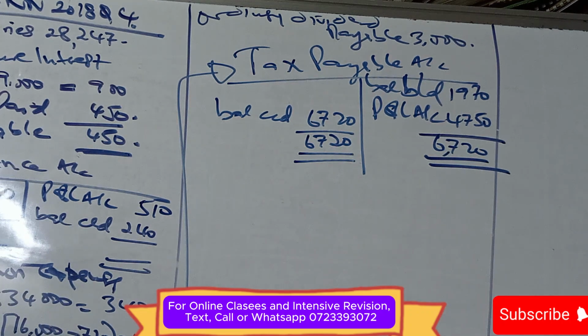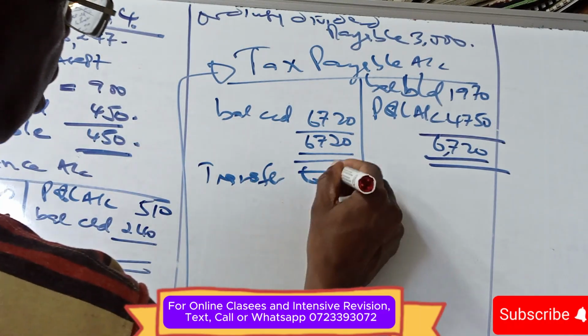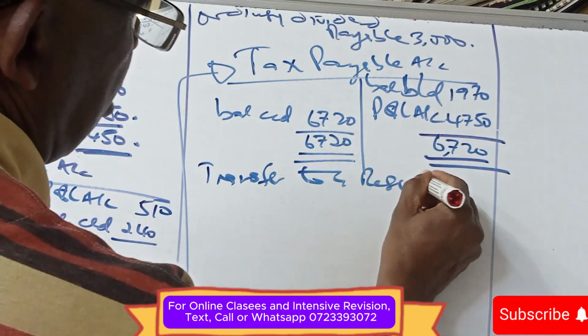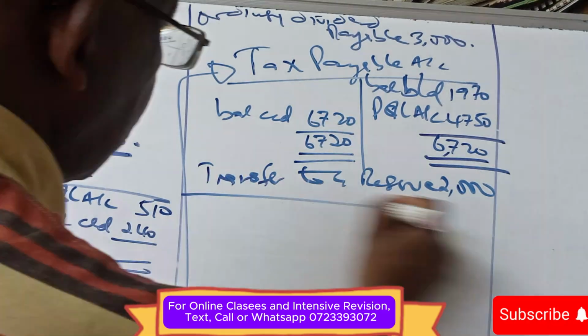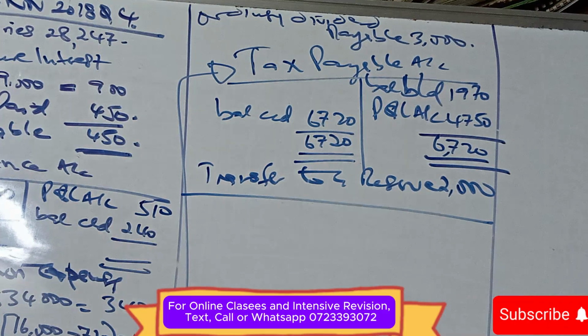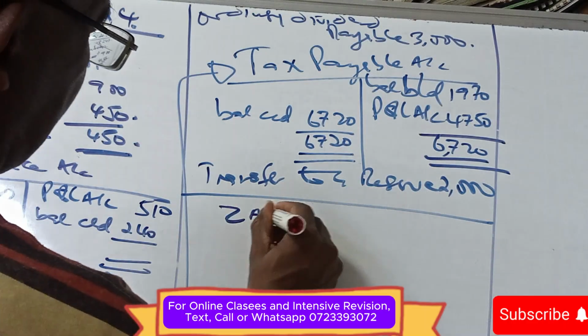67.20. Then we are told a sum of 2 million is transferred to general reserve. Transfer to general reserve, 2 million. Those are the adjustments. From there, we prepare our Zamzam income statement.